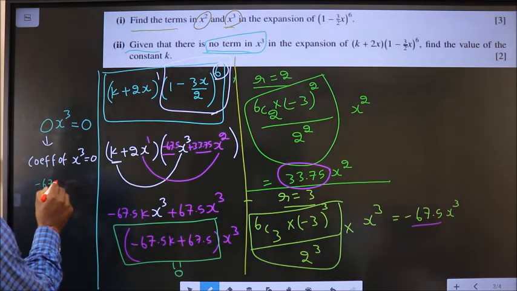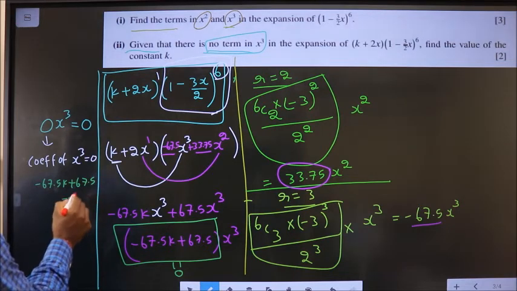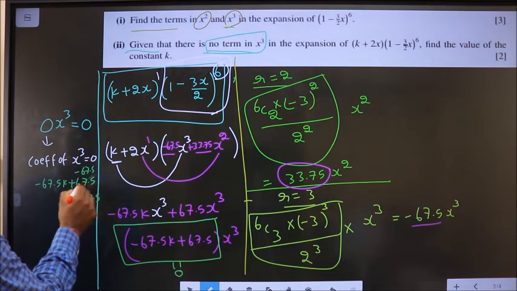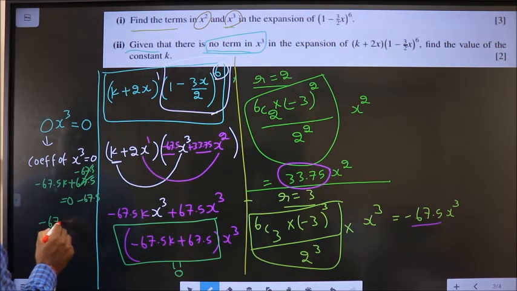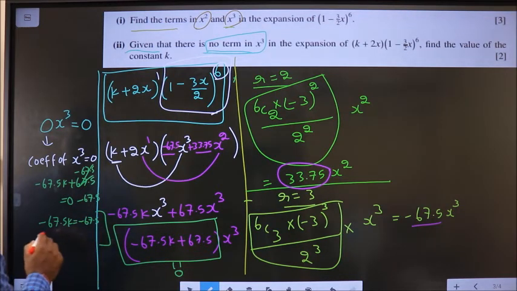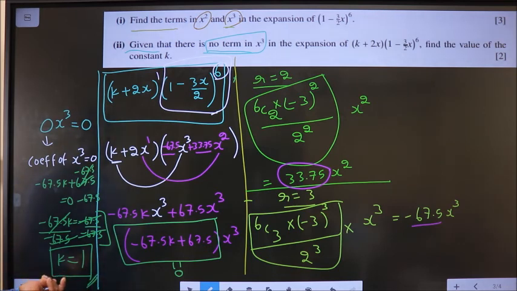So minus 67.5k plus 67.5 is equal to 0. Subtract 67.5. So this cancels out. Minus 67.5k is equal to minus 67.5. Divide by minus 67.5. Here this cancels out, k is equal to, here also cancels out, leaving us 1. So the value of k is 1. Okay.